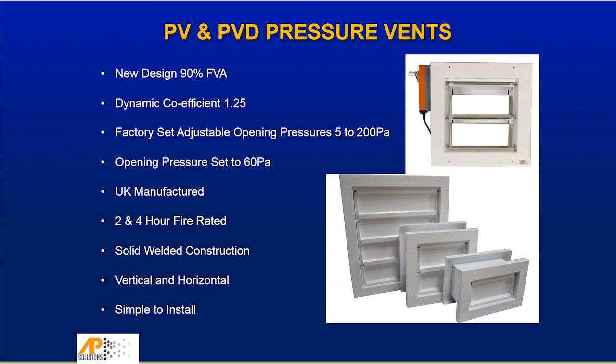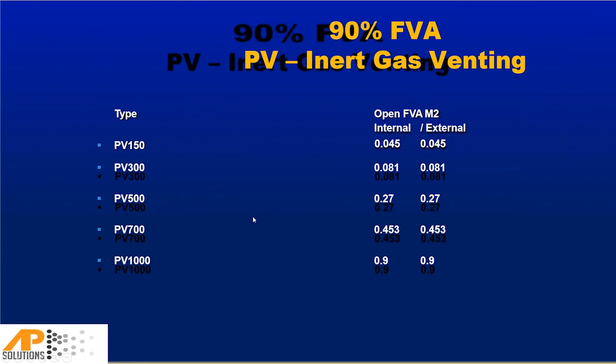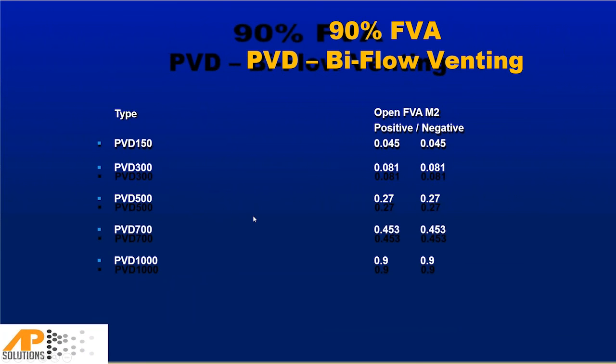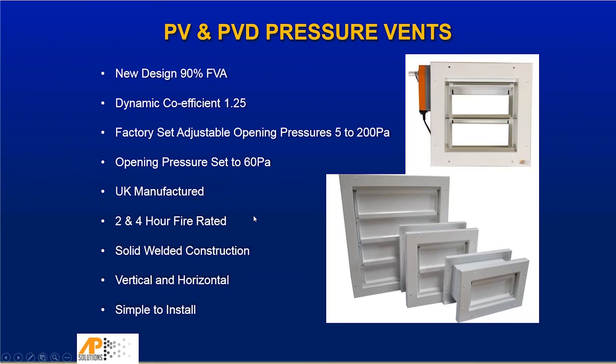Our two-way pressure vent does the same. We provide a unit where the blade opens fully in both directions, so you don't need to worry about the positive or negative pressure. You take the biggest pressure element of your calculation, size that pressure vent to that size, and any other variant will be covered.